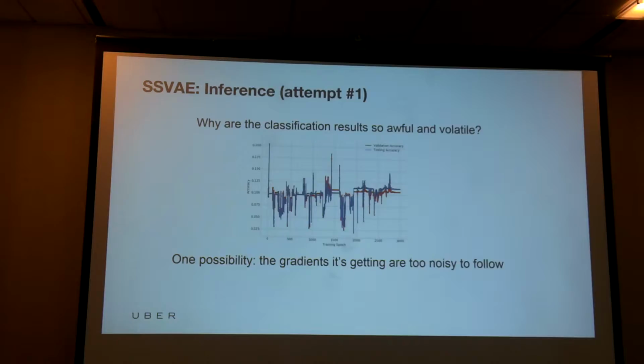Why are the classification results so awful and volatile? Well, one possibility is that the gradients that the encoder, the classifier, is getting for its weights are way too noisy for it to follow in any useful way.